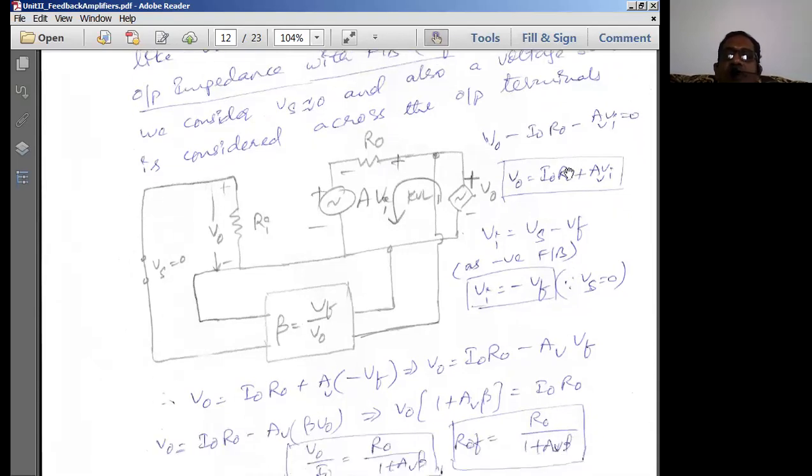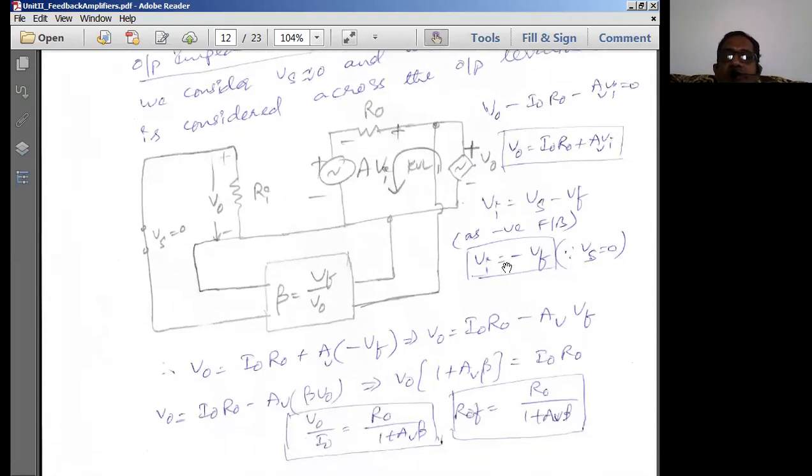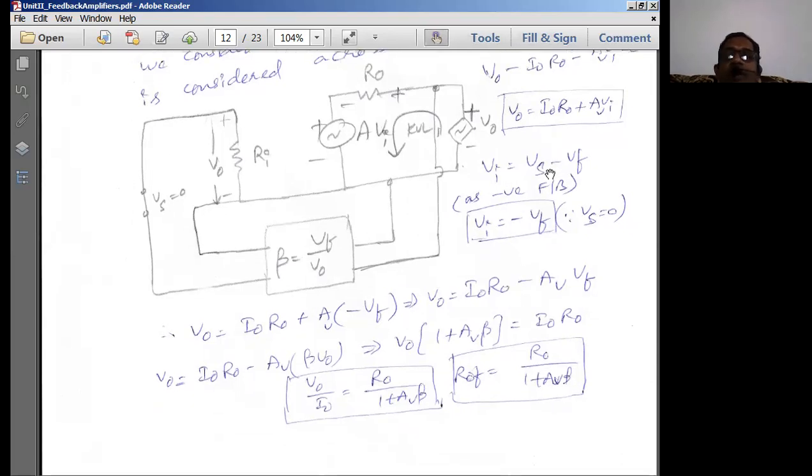What is it that I want? I want it in terms of R naught. That should be our final destination. Because of negative feedback, what is the formula for the input voltage to the amplifier? Vi is equal to Vs minus Vf. Now, for output impedance, we made Vs equal to 0 intentionally. So Vs becomes equal to 0, and therefore Vi becomes equal to minus Vf.